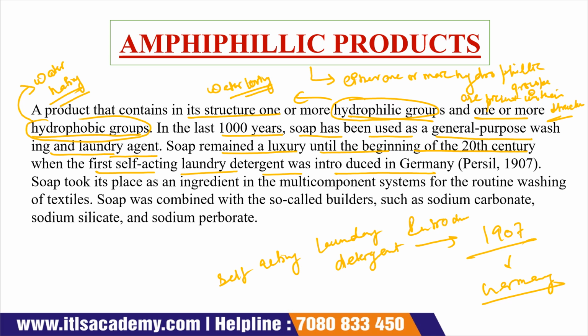First time it is introduced in Germany. Then after that, soap is considered a luxury item and is used only for bathing. Now, soap took its place as an ingredient in a multi-component system for the routine washing of textiles. Soap was also combined with the so-called builders, that is sodium carbonate, sodium silicate, and sodium perborate.